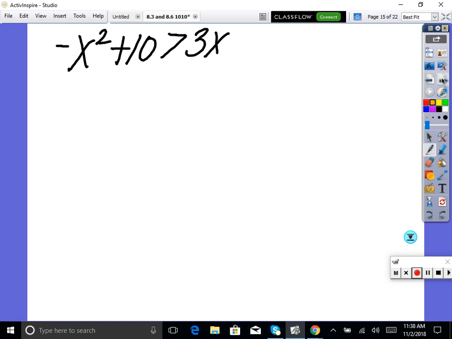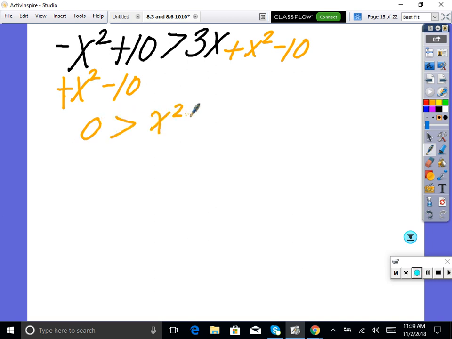Okay. Yeah, we could subtract 3x, but I always want this to be positive, so if I do that, that's fine. But then I can't quick factor, and there's so many ways we can go about it though. So I'm going to actually go the other way. I'm going to add. Is that okay? This is different than I did it last hour, but it will end up being the same answer. So add x squared, subtract 10. Add x squared, subtract 10. Now we have a 0 on this side. 0 is greater than x squared plus 3x minus 10.